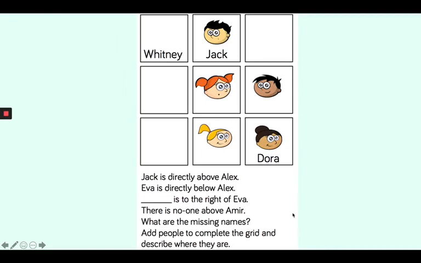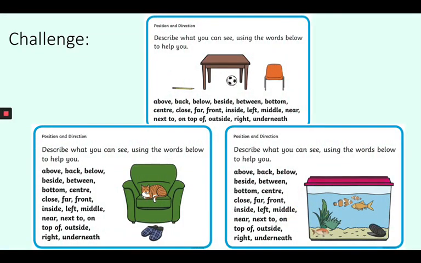Okay, well done. I've got some challenge activities for you to do, which are also on the Grange website. So you need to look at the pictures and you have to describe what you can see in them using the directional language and all the words at the bottom. So you can use as many as you can to help you.